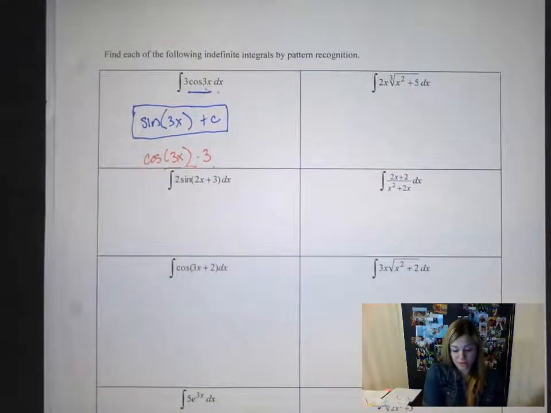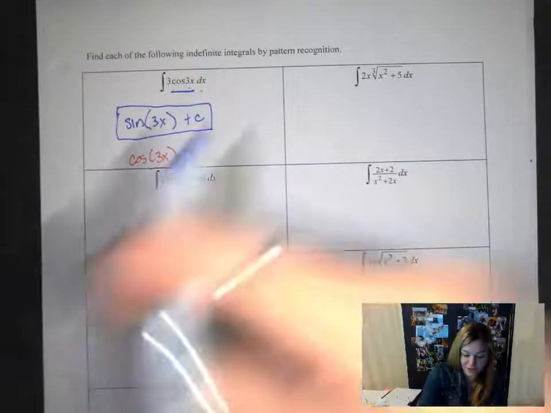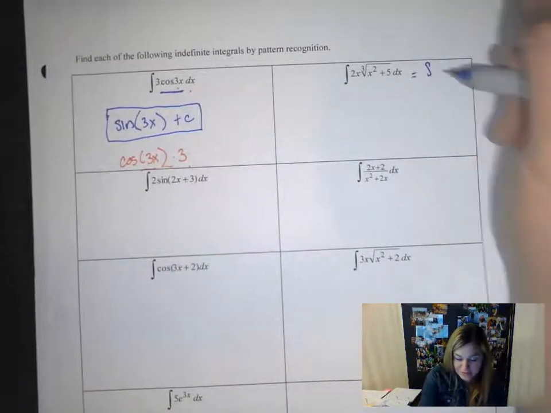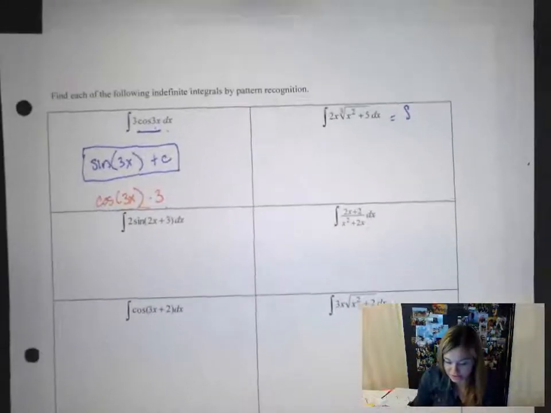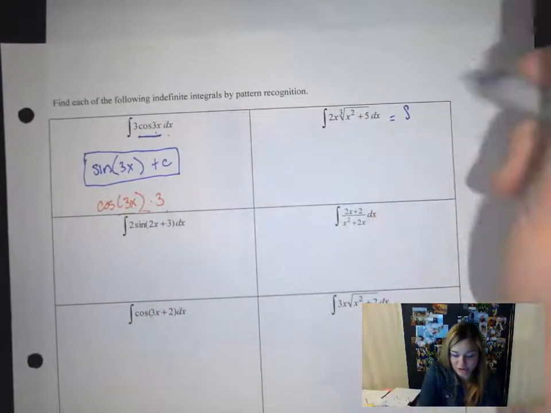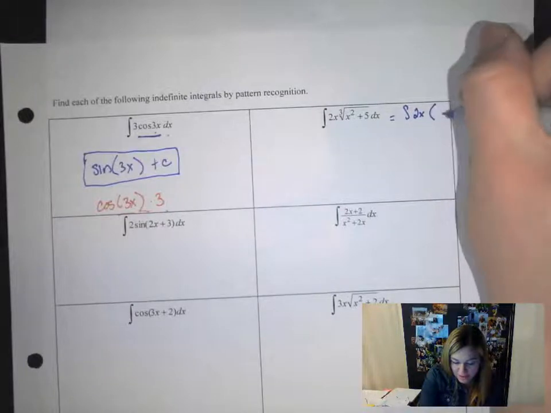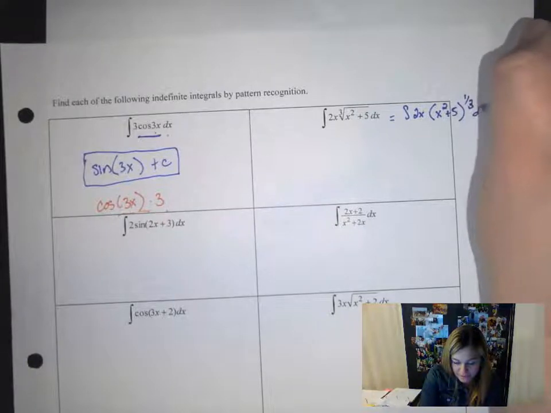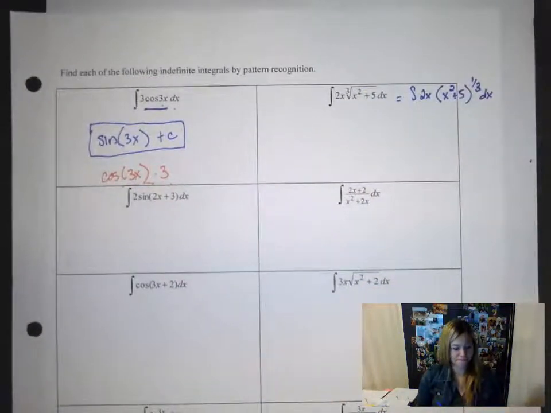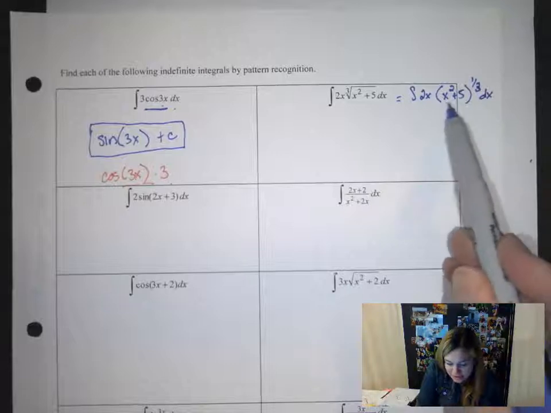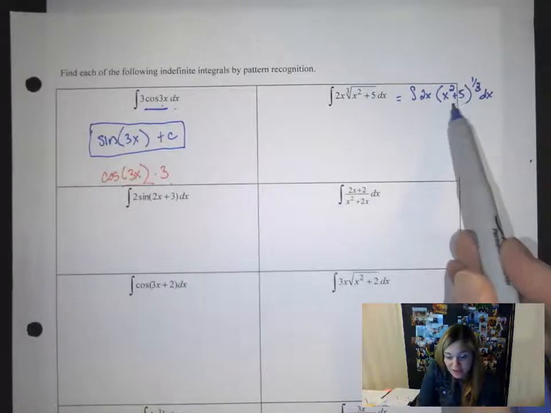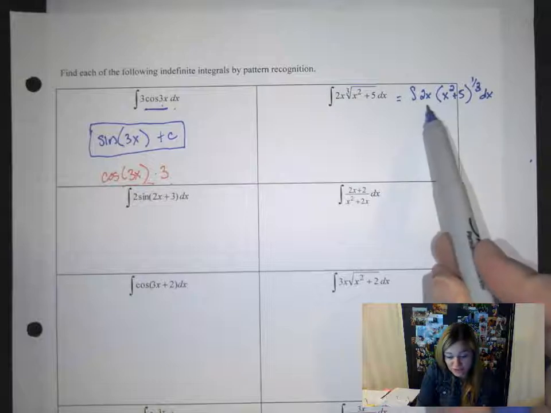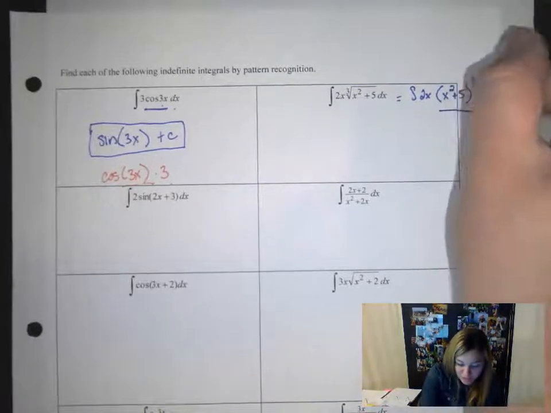Okay, let's do another one. In this one, I've got this integral, and I want to rewrite this as 2x times x squared plus 5 to the 1/3 power. So you have to recognize what the main part of this function is. You see how there's stuff on the inside here, x squared plus 5? I can see the derivative of x squared plus 5 is right here. So this is the part I want to deal with.